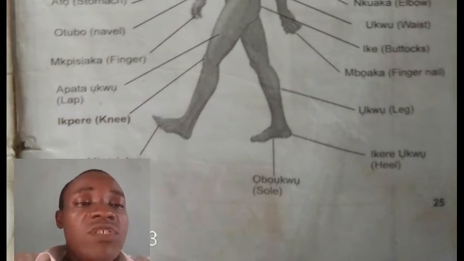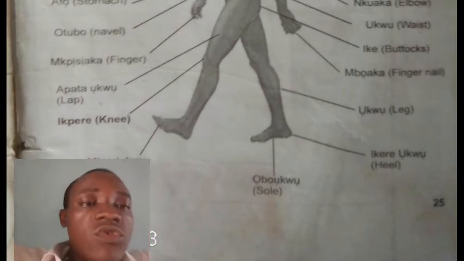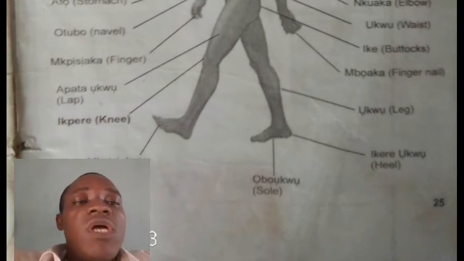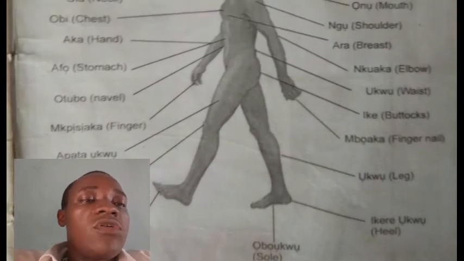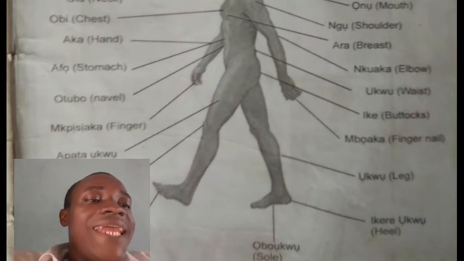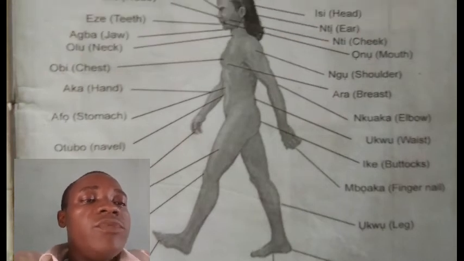Okay, we have the sole. The sole is called obo ụkwụ. We now have the heel. We call it ikere ụkwụ. We have the leg. The leg is called ụkwụ in Igbo. Have the fingernail. The fingernail is called mbọ aka. We have the buttocks. It's called ike in Igbo.